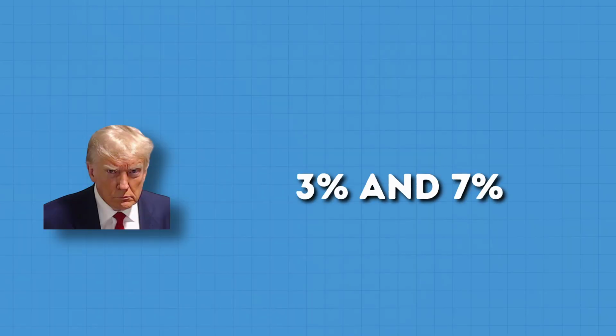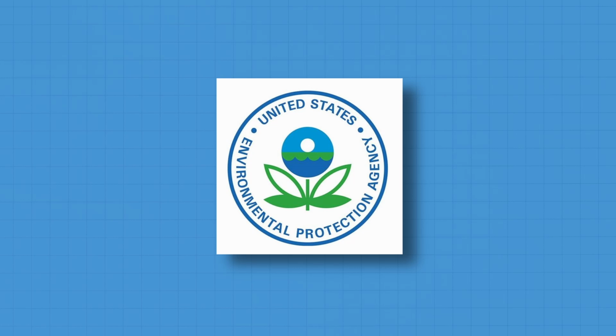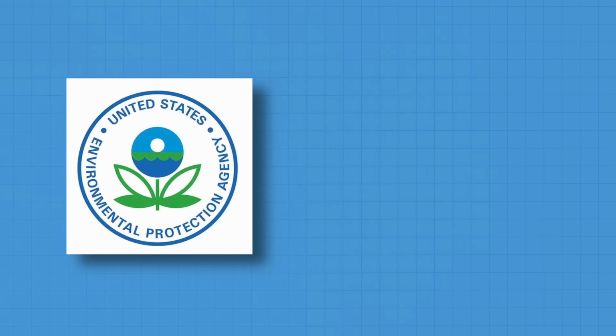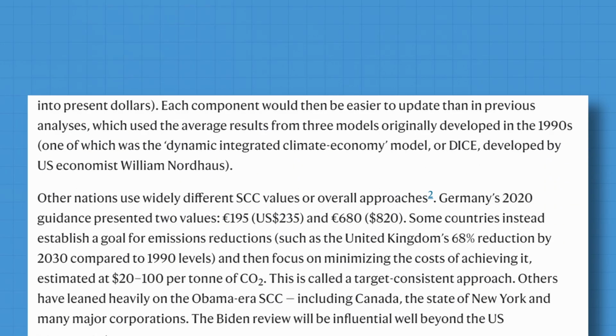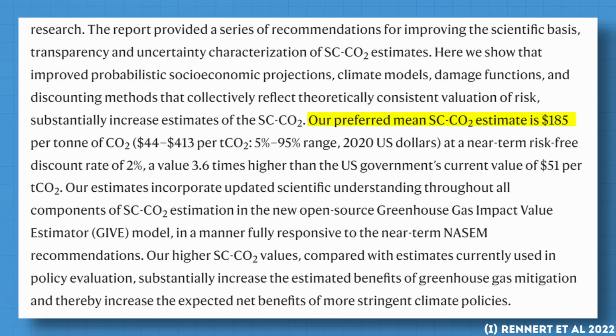Under Trump, the discount rates used were 3 to 7%, and only domestic impacts were considered, which is why the social cost of carbon was so low. The Environmental Protection Agency in the US recently put it up to $190 using a 2% discount rate instead of a 3% discount rate, and other small changes. Other countries also find different numbers, with Germany, for example, finding much higher values. What does academic research find? Many papers find results around the $150 to $250 mark, with this large study finding $185 per tonne of CO2 using a 2% discount rate.